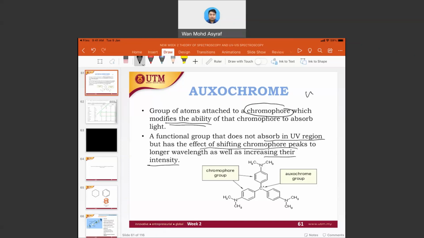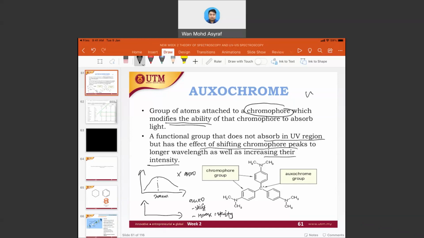Okay, so basically when we look at the spectrum, if it is just a chromophore without auxochrome, maybe it will look like this. Maybe the optimum one is at around 200 nanometer. So this is without auxochrome. If it is with an auxochrome, you should expect a shift of the wavelength, and then you should expect increased intensity.